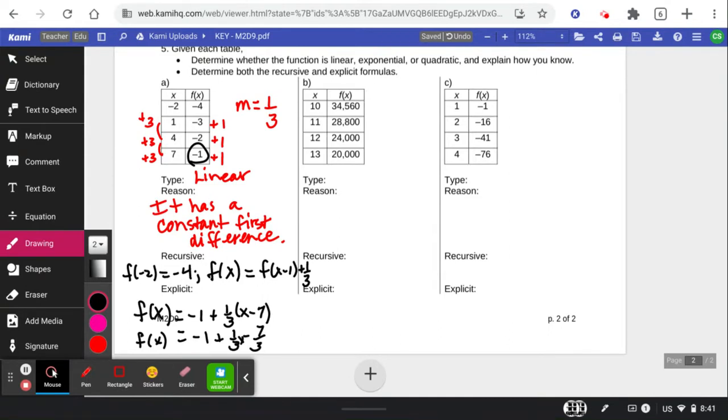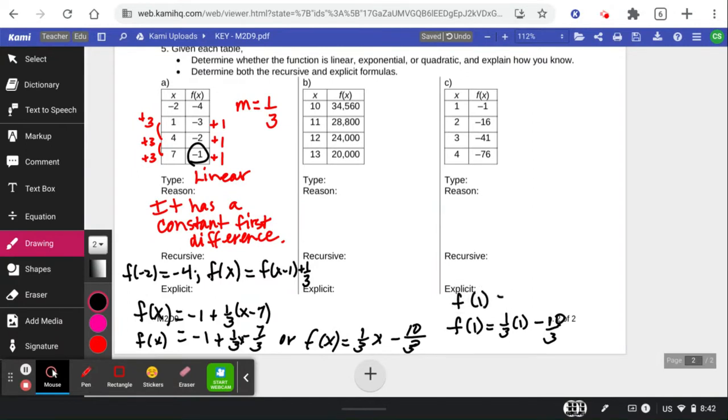So this says -1 plus 1/3 x minus 7/3, or 1/3 x minus 10/3, because -1 is like the same as saying -3/3, and -7/3, that's -10/3. So let's go plug in an input from our table and see if it gives us our output. So f of 1 means 1/3 of 1 minus 10/3. That should give us a -3 if this works.